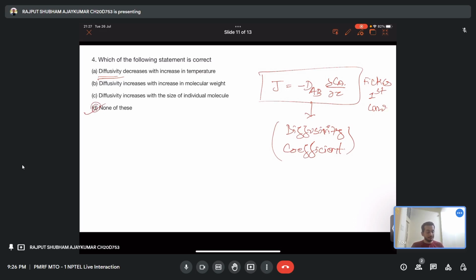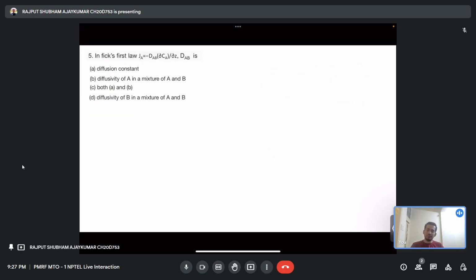So the last question for today is on the laws of diffusive mass transfer. The first law is known as Fick's first law of diffusion, given by J_A equal to minus D_AB del C_A by del Z. What is the term D_AB? It is the diffusion constant, the diffusivity of A with respect to B, the diffusivity in a mixture of A and B. Like I said, D_AB is the diffusivity coefficient, as I previously wrote in the previous question also.